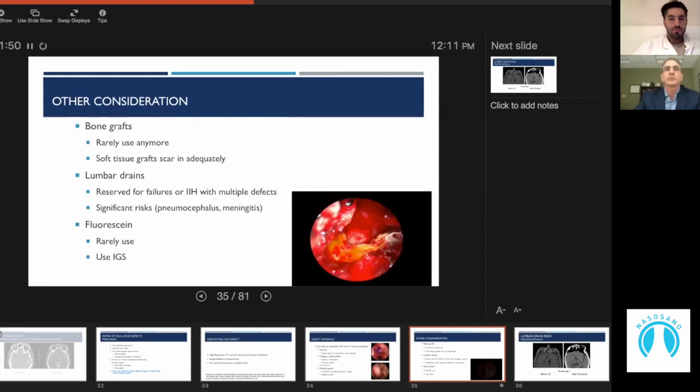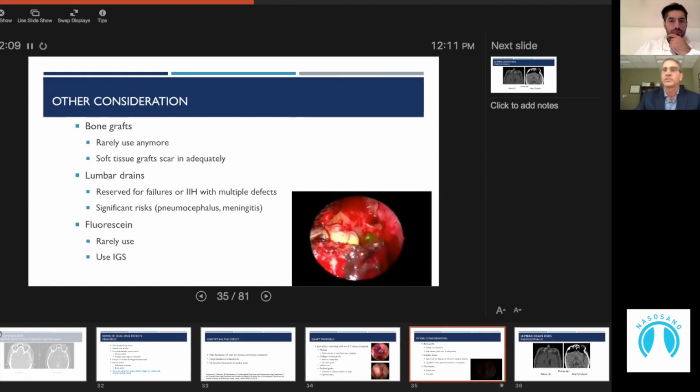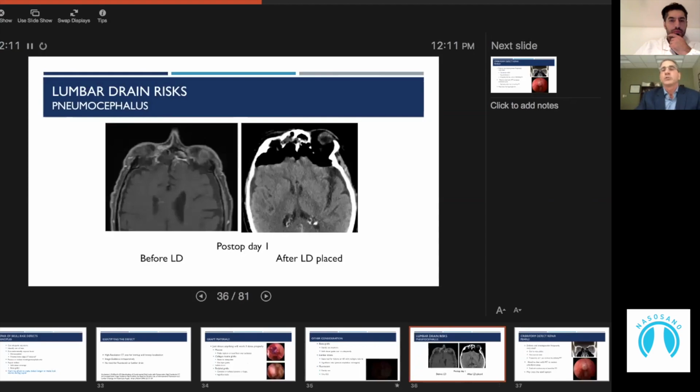Lumbar drains, again, are reserved for failures or very high pressure defects, but there are significant risks. And again, I rarely use fluorescein. Even so, this is one of the few cases that I did use fluorescein. It was not necessary in this case because we see an obvious defect in the lateral recess of the sphenoid sinus with a meningoencephalocele. But this is one of the reasons why I do not use lumbar drains.